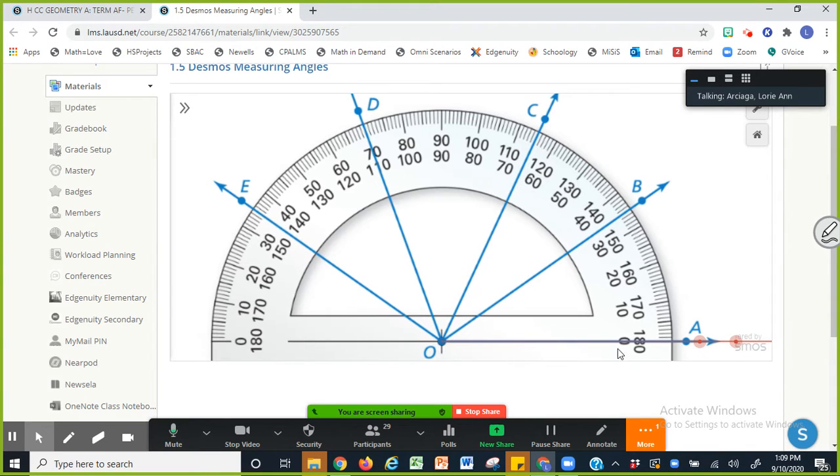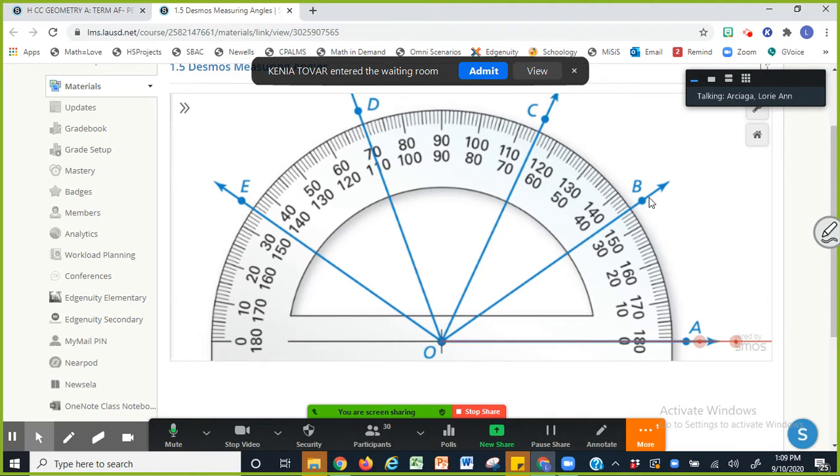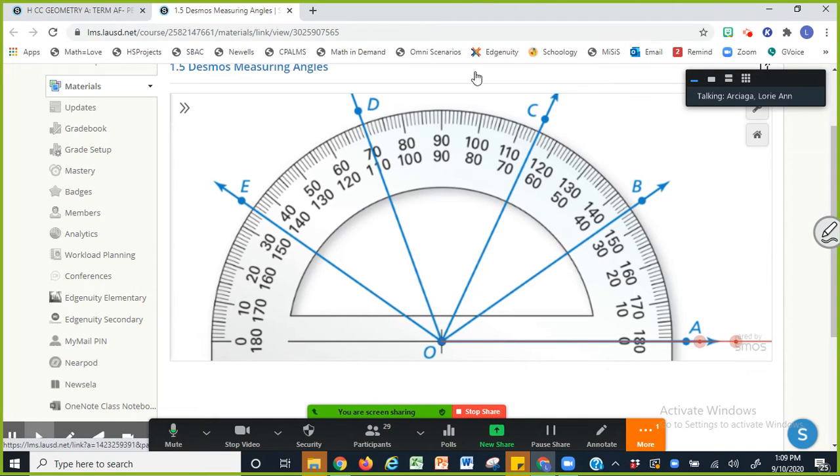Okay. So if you want to measure angle AOB, you can do that in two ways. Either start counting from zero and then go in this direction and figure out where it falls. Or if you want to start from 180 and then go backwards, right? And then just subtract whatever number the blue line falls at, and then you will get the same measurement. Okay, but that's a more complicated one.